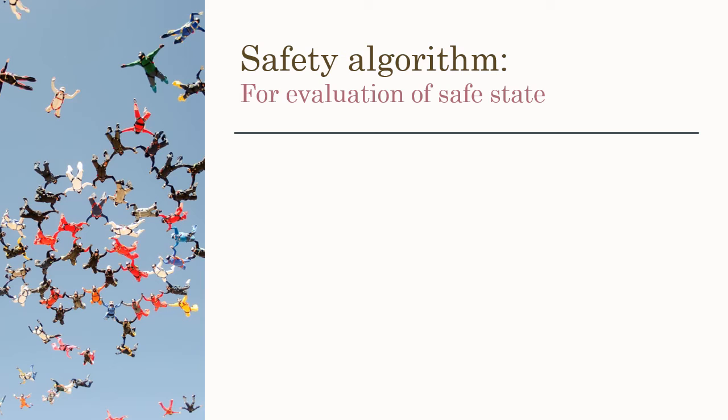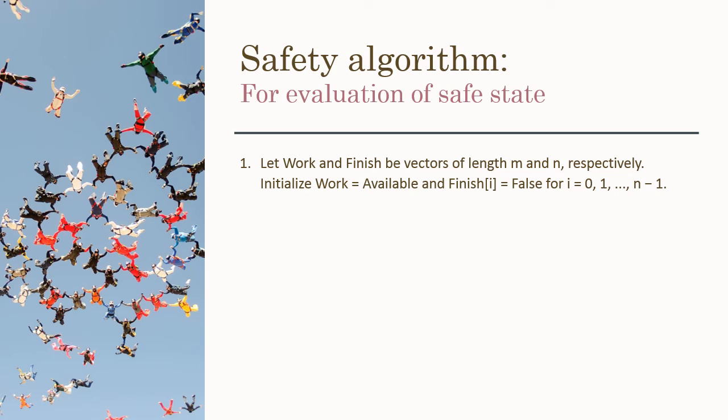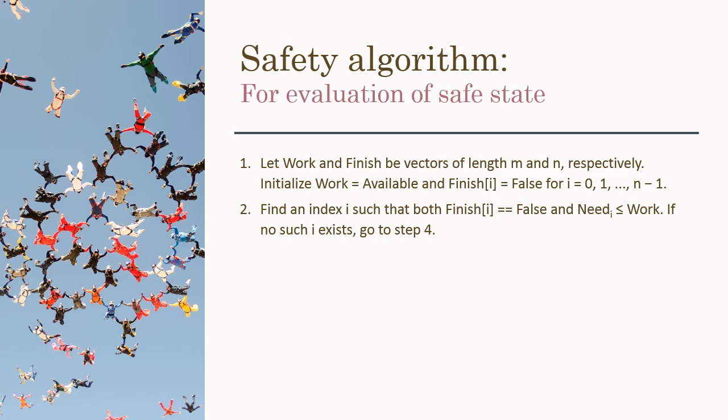Safety algorithm. This algorithm is one of the two algorithms used in Banker's algorithm. This algorithm is for evaluation of safe state. 1. Let work and finish be vectors of length m and n respectively. Initialize work to available and set all finish[i] to false. 2. Find an index i such that both finish[i] is false and need i is less than or equal to work. If no such i exists, go to step 4. Step 3. Work equals work plus allocation i. Finish[i] is true and go to step 2.